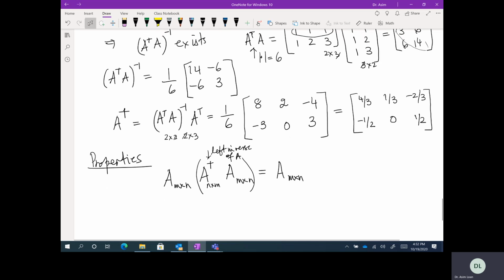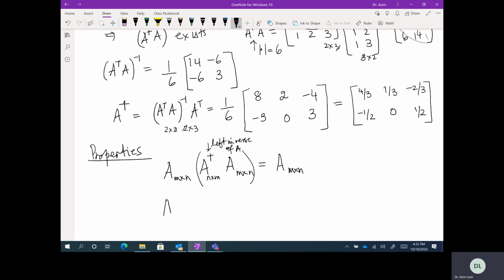And similarly, if I have A pseudo inverse, n by m, and then I have A, which is m by n, and then I have again A pseudo inverse here, n by m. So this is equal to, again, this is the left inverse, so this is identity. This is equal to A pseudo inverse, n by m.